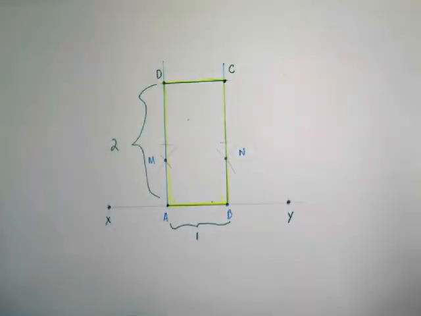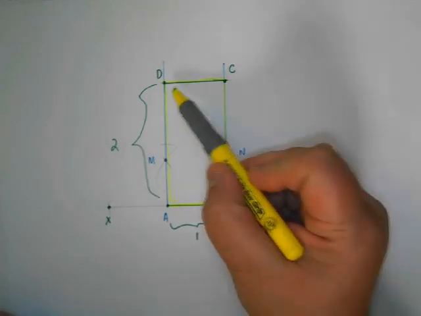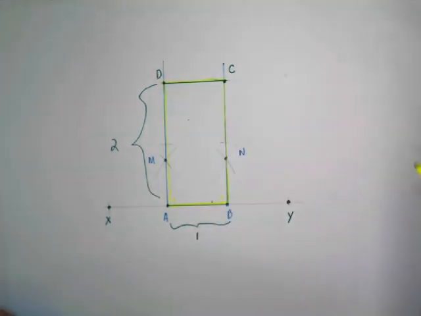A question that you might want to ask your students is, how do you know that angle D and angle C are right angles?